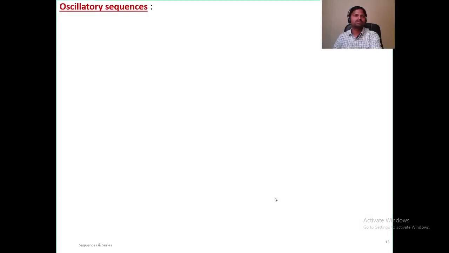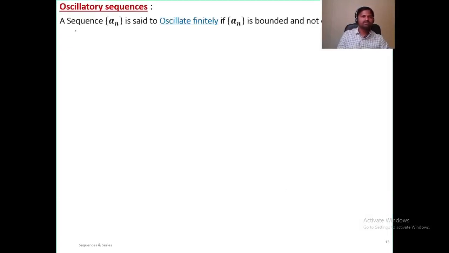Next one, the last definition, oscillatory sequences. A sequence a_n is said to oscillate finitely if a_n is bounded and not convergent. The sequence a_n should be bounded and not convergent. Example, look at this sequence. So now in this, what are the terms of the sequence? If n is 1, it will be minus 1. n is 2, plus 1, minus 1, plus 1, like this. So these are the terms of the sequence, right?